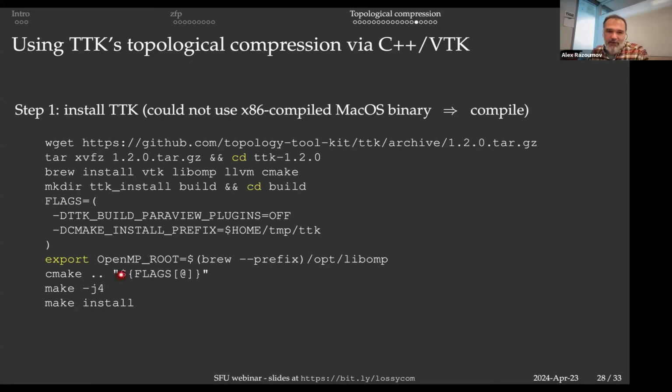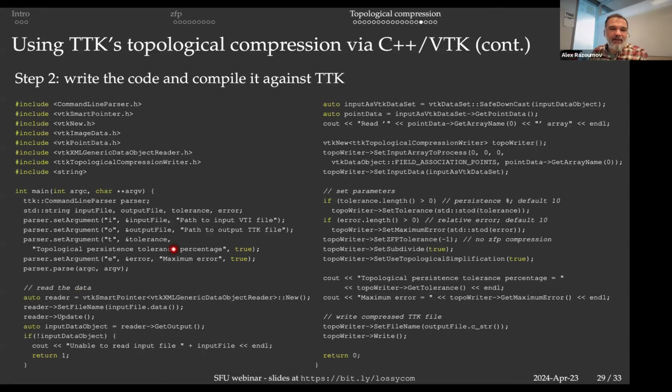So here's how I compile it essentially. Just run cmake and make. And then once the TTK library is compiled, here I have the code.